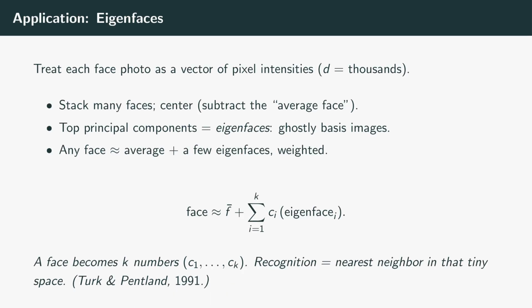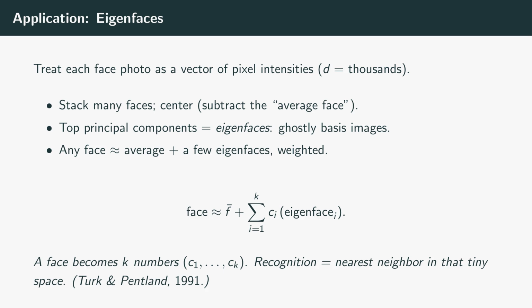Now the applications that made PCA famous. The first is eigenfaces. Treat each photograph of a face as a vector. Flatten the image into a long list of pixel brightness values, so each face is a single point in a space with thousands of dimensions. Collect many faces and center them by subtracting the average face. Now run PCA. The top principal components are themselves images, ghostly, blurry face-like patterns called eigenfaces. The remarkable fact is that almost any human face can be reconstructed as the average face plus a weighted combination of just a few dozen eigenfaces.